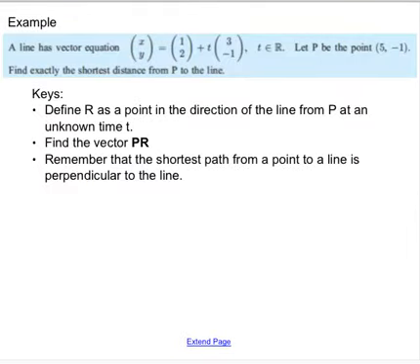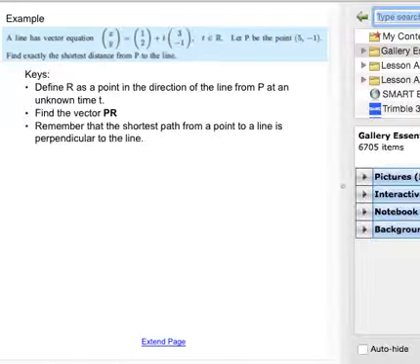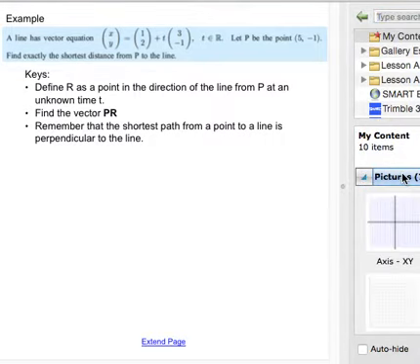Here we have a line. It has the vector equation (x, y) equals (1, 2) plus t times (3, negative 1). And t is a real number. Let point P be the point (5, negative 1). We want to find exactly the shortest distance from point P to the line. Okay? So, first of all, what I want to do is I want to actually look at this.